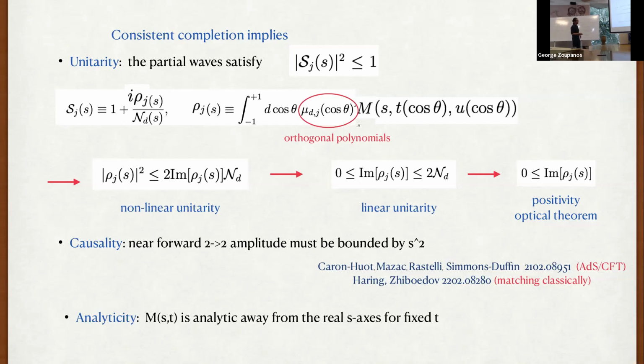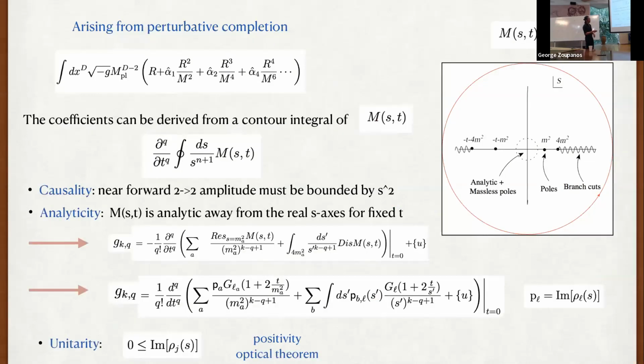And finally, analyticity, which is basically just a statement that, from the previous graph here, away from the real axis, when t is small, there's no singularity on the complex plane. The only singularities are associated with threshold singularities for particles.